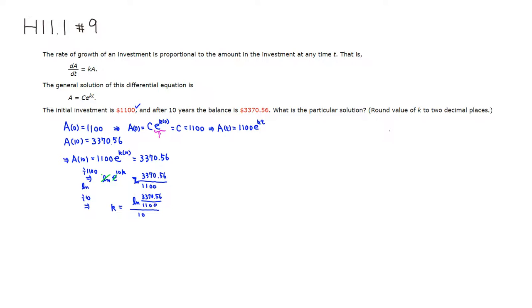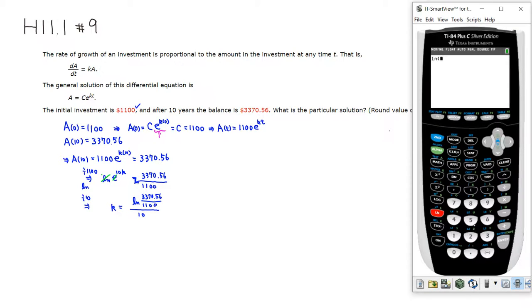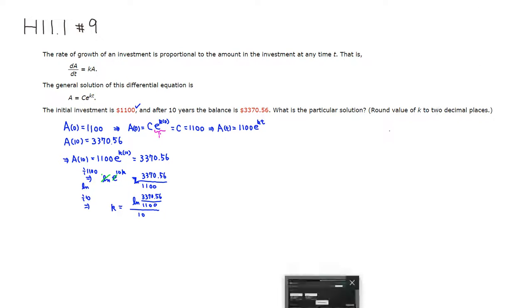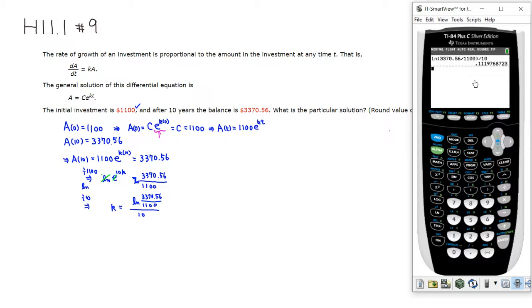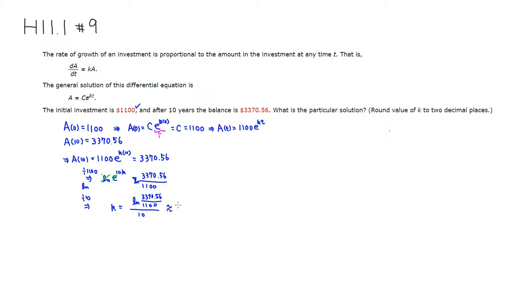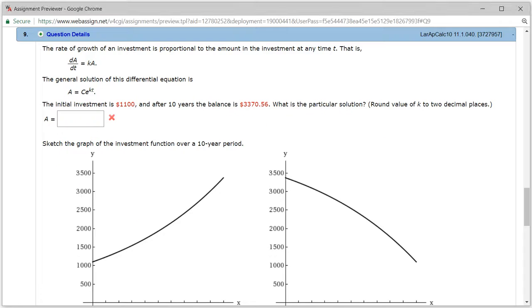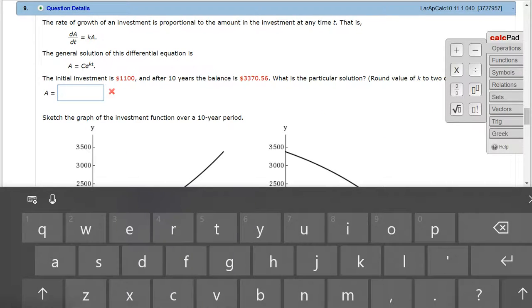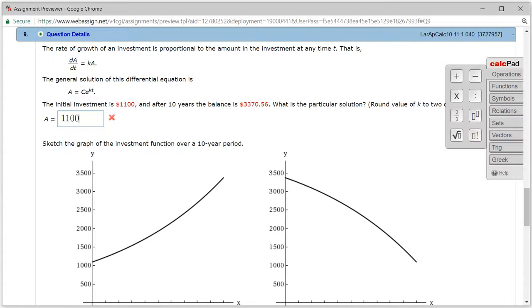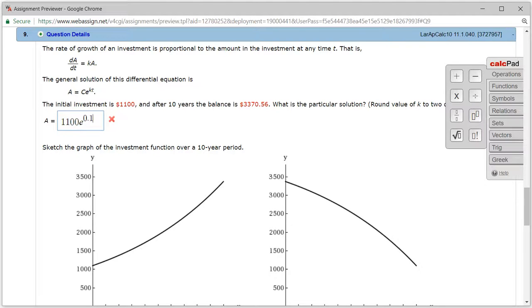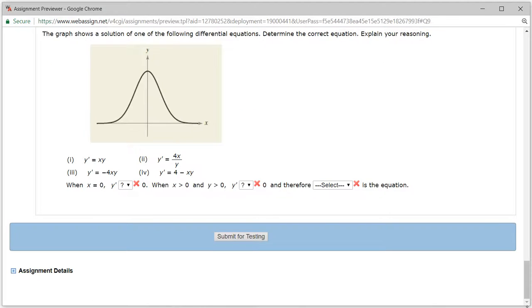Let's bring out a calculator. We need to compute the natural log of 3,370.56 divided by 1,100 and then divide by 10. So k is 0.11197. Let's round the value to 2 decimal places, so k is about 0.11. So A is going to be 1,100 e to the 0.11t. Let's check the answer first.